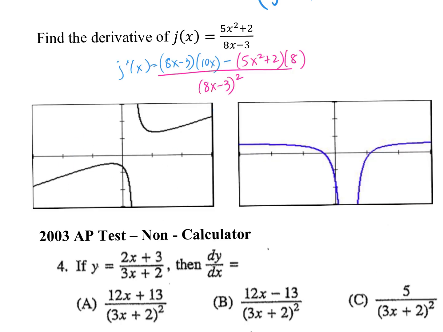This is a graph of J. This is a graph of J prime. I just want to expose you to this one more time. What's J's slope doing here? Positive or negative? What are these J prime values here, positive or negative? Positive. What are my slopes doing here, positive or negative? Negative. What are these values? Negative.